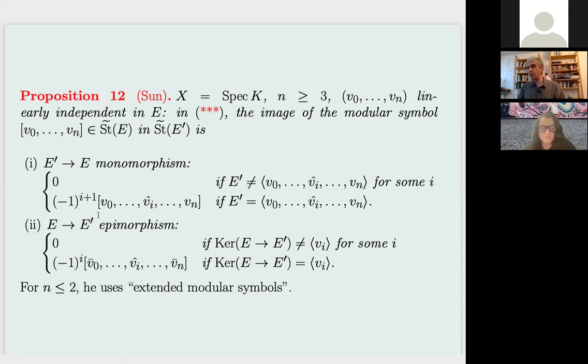And in the case of an epimorphism, it's the same story. So if you don't get what is generated by some subvectors, then you get 0. And in the other case, you get the corresponding symbol, but with a sign which is minus the sign above. And that's for n at least equal to 3. And if n is at most 2, he gets something similar, but with a definition of his of extended modular symbols, where in an extended modular symbol, some of the vectors are allowed to be 0.